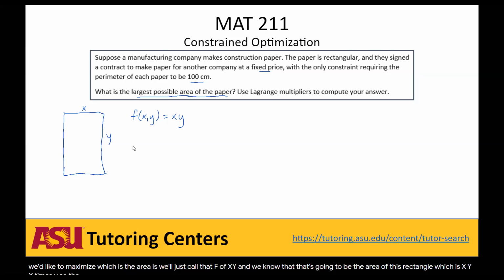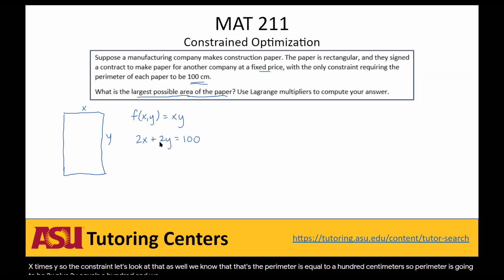So the constraint, let's look at that as well. We know that the perimeter is equal to 100 centimeters. So perimeter is going to be 2x plus 2y equals 100. And we can simplify this a little bit. Divide out a 2 from each side, and that'll give us x plus y equals 50.